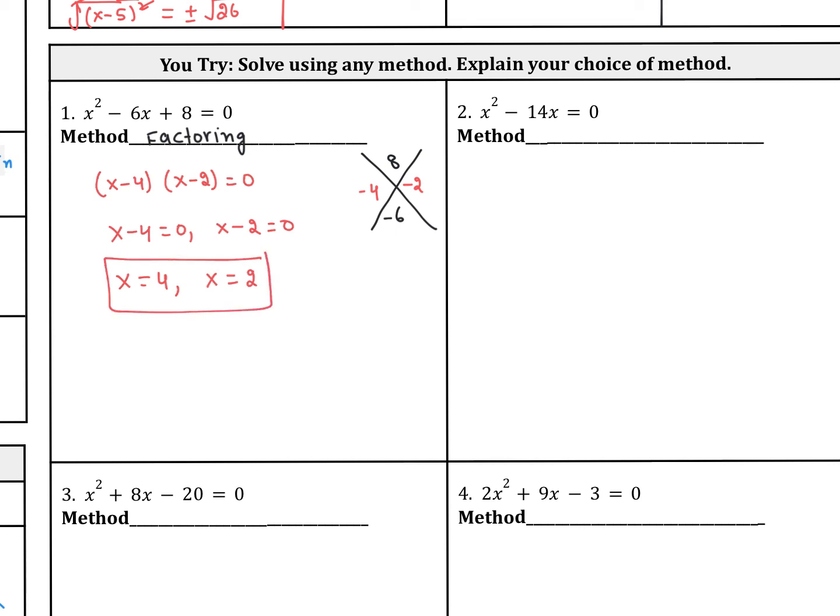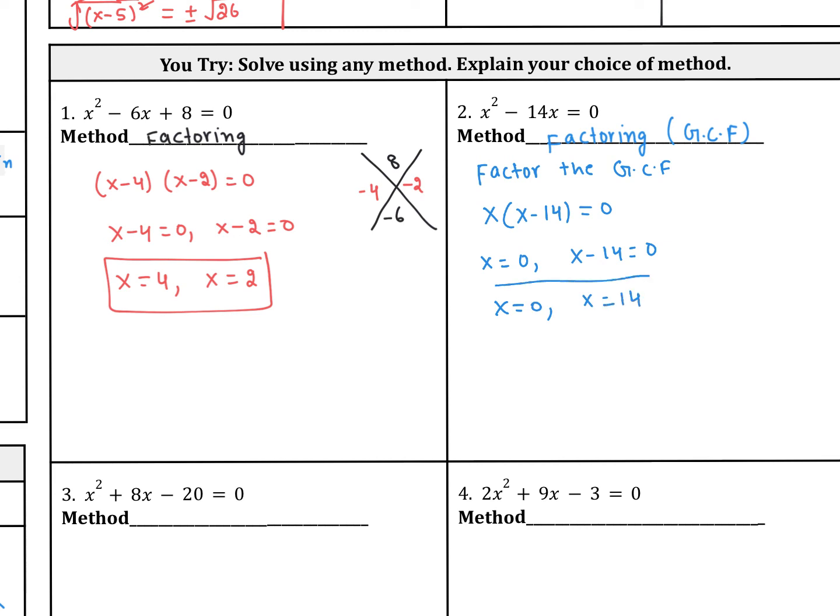For number 2, I would think it is factoring, not by the cross method, but by the GCF. So the GCF of these two terms is x. So I would factor out the GCF, that is going to be x outside. Inside you have x minus 14 equals 0. Put them equal to 0 one by one. So you got x equals 0 and x equals 14.